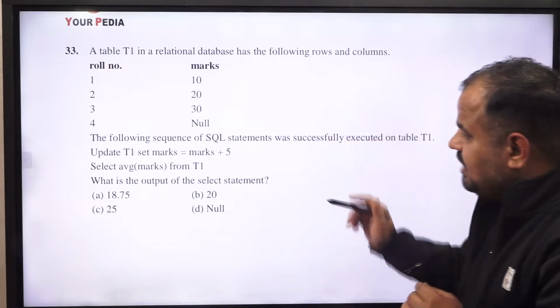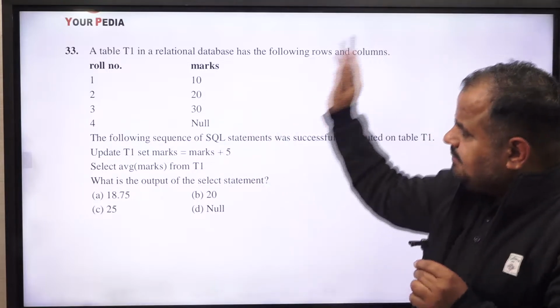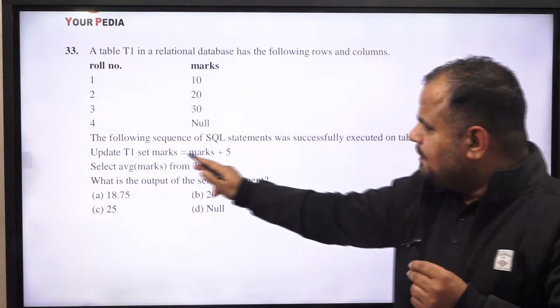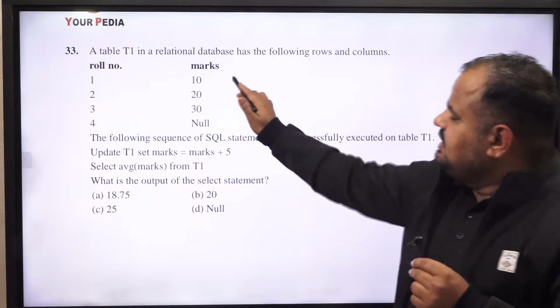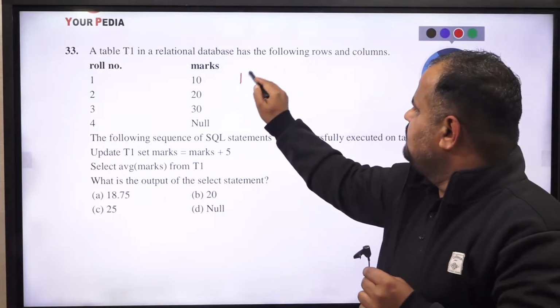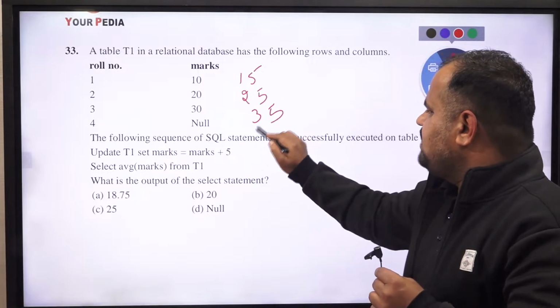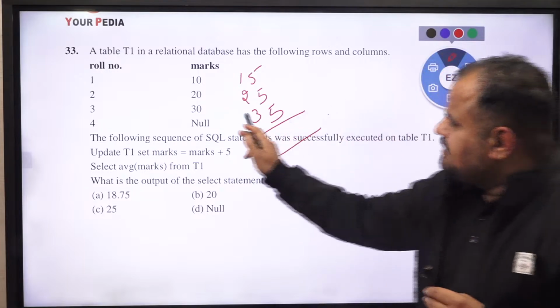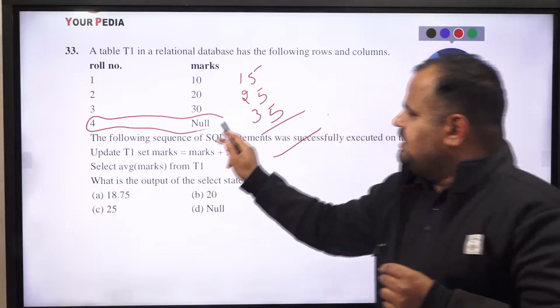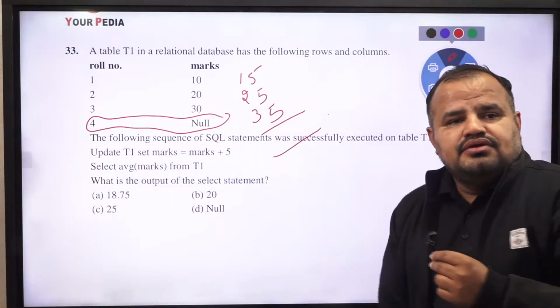So keep in mind, whenever you are performing any aggregate operations, first it eliminates the null. You have to update marks with 5, 10. That means 10 plus 5 is 15. This mark is going to be 25, and this mark is going to be 35. My dear students, keep in mind, this one is going to be deleted because here we have null. Null plus 5 is null, undefined.